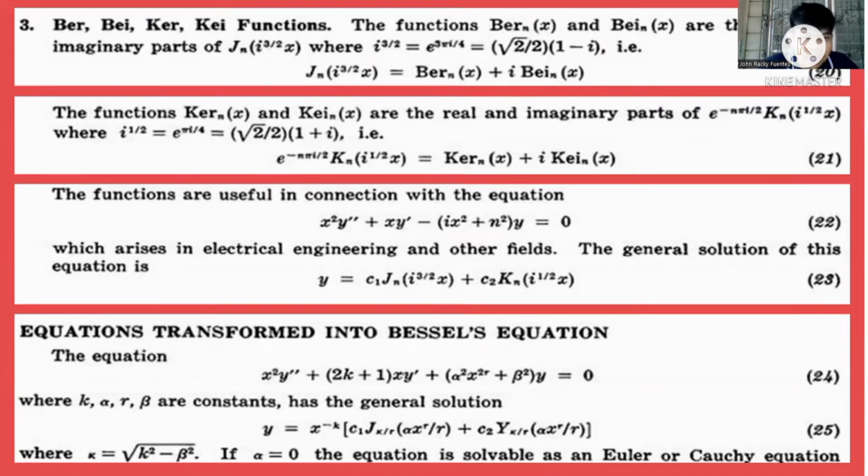Sinasabi dito na ang e raised to negative n pi i over 2 K sub n of i x over 2 ay equal siya sa K sub n of x plus i K sub n of x. Parang pareho lang din siya ng sub and bay. The function are usable in connection with the equation. The function doon nito is useful siya sa connection gamit yung mga equation.